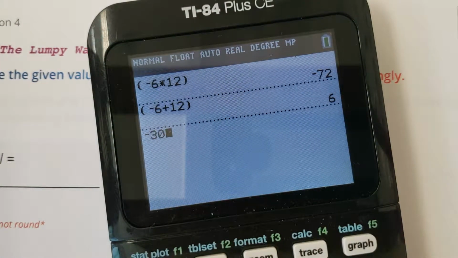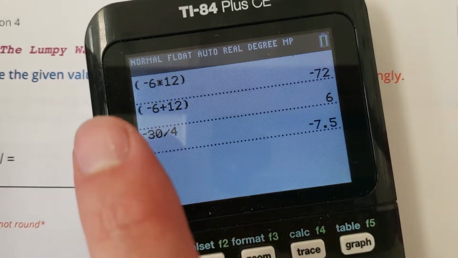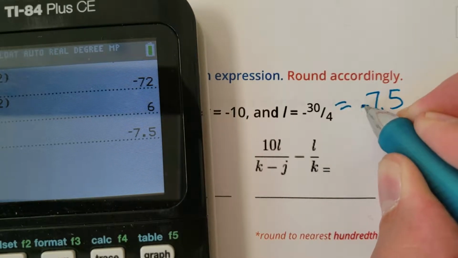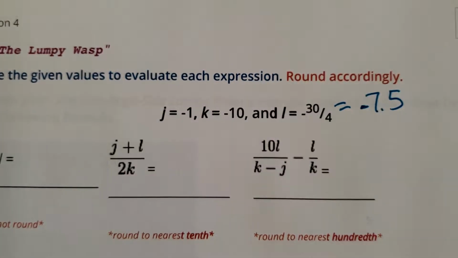Convert it right there on the spot. There's no rule that says you can't. Negative 30 divided by 4 is, oh, that's not too bad. It's negative 7.5. There you go. It's going to make your life a lot easier.